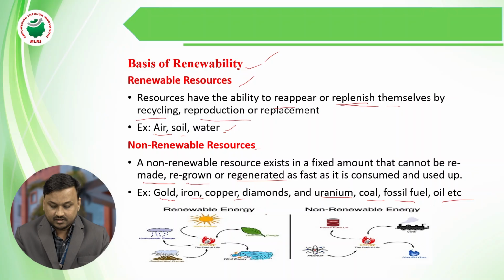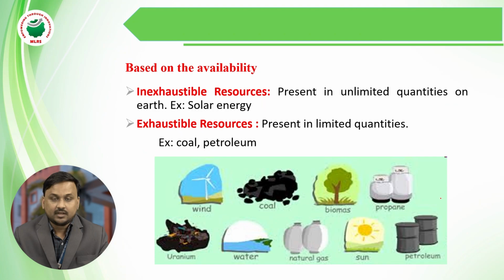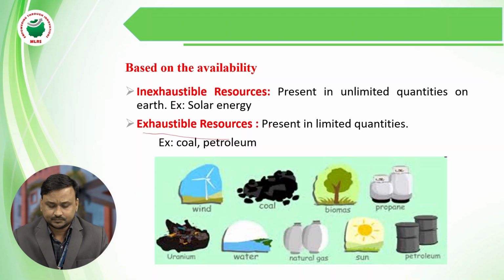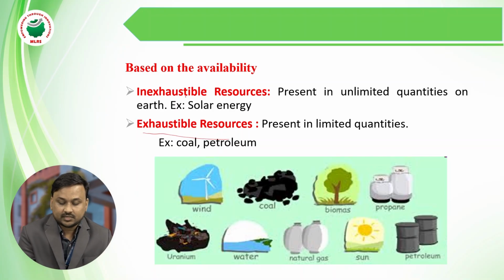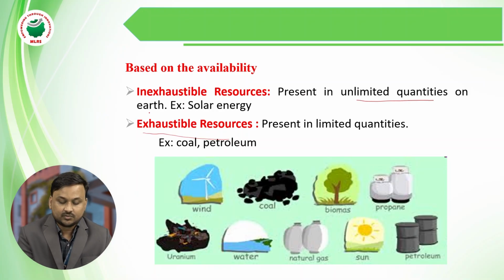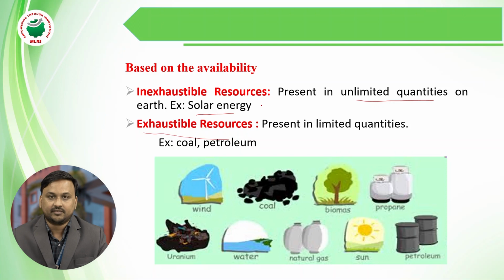These are pictures of renewable and non-renewable energy sources. Based on availability, we can divide resources into two types: inexhaustible resources and exhaustible resources. Inexhaustible resources are present in unlimited quantity on the earth, for example solar energy, which we can observe in every home and office nowadays. Exhaustible resources are present in limited quantities, such as coal and petroleum.